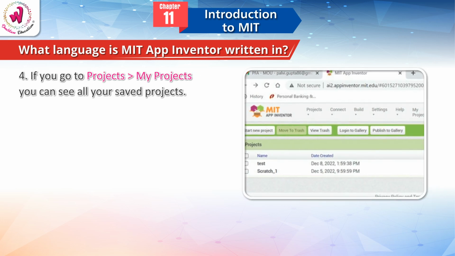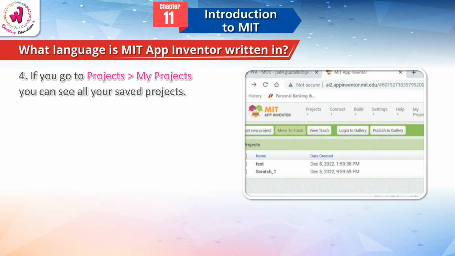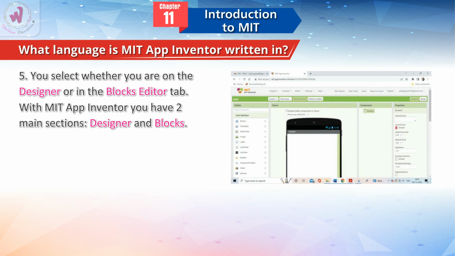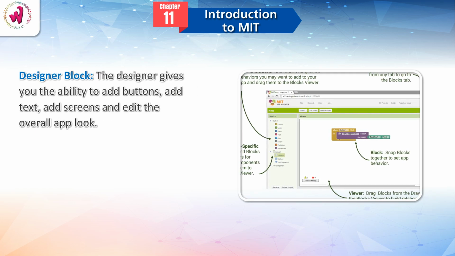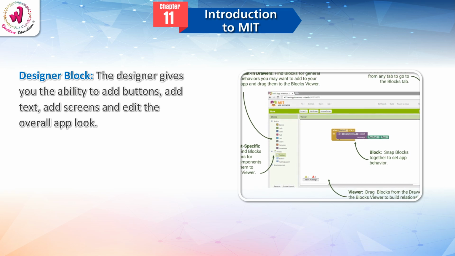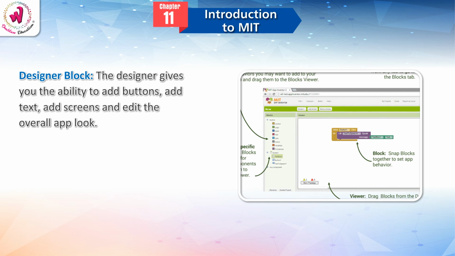4. If you go to Projects, My Projects, you can see all your saved projects. 5. You select whether you are in the Designer or in the Blocks Editor tab. With MIT App Inventor, you have 2 main sections, Designer and Blocks Editor. The Designer gives you the ability to add buttons, add text, add screens, and edit the overall app look.